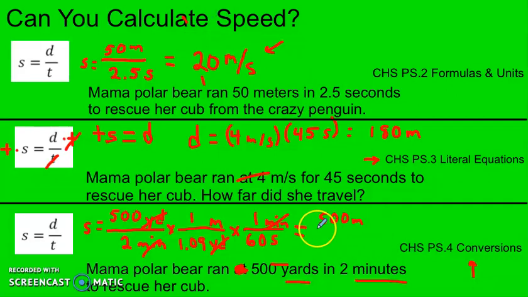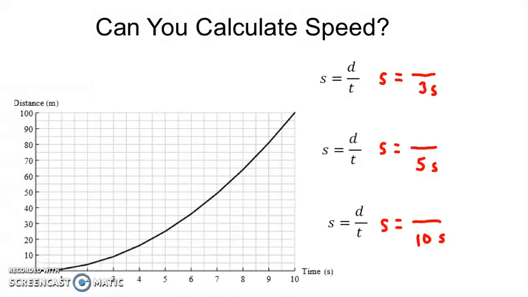So I have 500 over 130.8 seconds. And then from there, it's just a matter of typing in the calculator: 500 divided by 130.8, and that is going to equal 3.82. And of course, we have to have meters per second. And that's how you do that. There's only one other thing I want to include in this one.